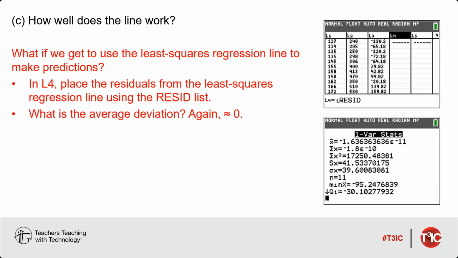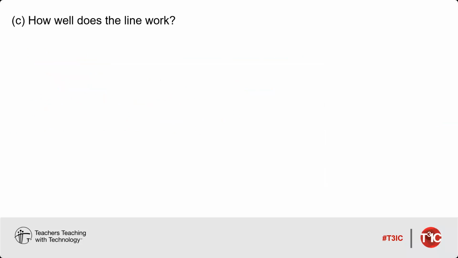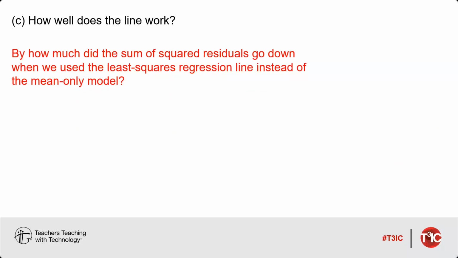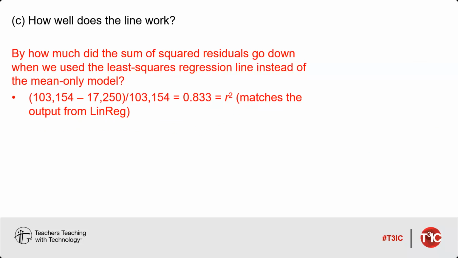You can find the average deviation. Again, it's 0. It says negative 1.63 times 10 to the negative 11th. So we're going to look at the sum of the squared residuals, which is now 17,250. Remember, it was 103,000 earlier. So 17,250 now. Okay. And so that's our sort of wrap it up thing. How much did the sum of squares residuals go down when we used the least squares line instead of the mean only model? Right, so I did a little subtraction. We went from 103,154 down to 17,250. That's a decrease of 83.3%.